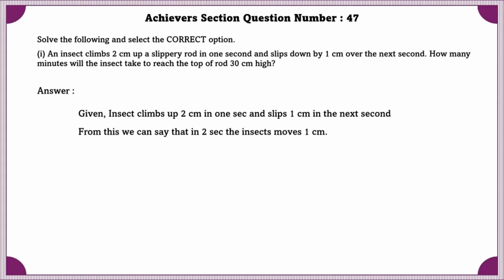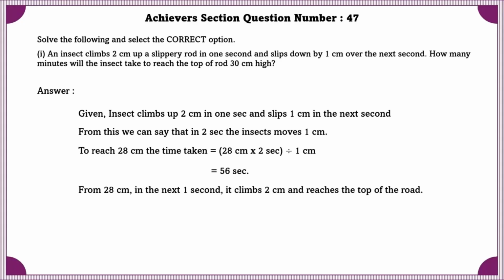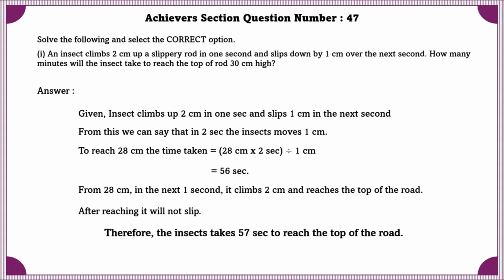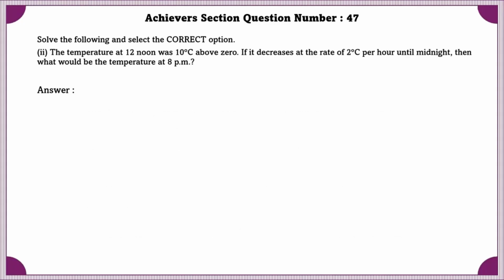From this we can say that in 2 seconds the insect moves 1 centimeter. To reach 28 centimeters, the time taken is equal to 56 seconds. From 28 centimeters, in the next 1 second, it climbs 2 centimeters and reaches the top of the rod. After reaching the top, it will not slip. Therefore, the insect takes 57 seconds to reach the top of the rod.